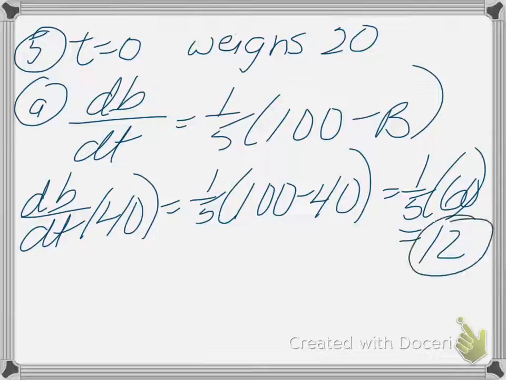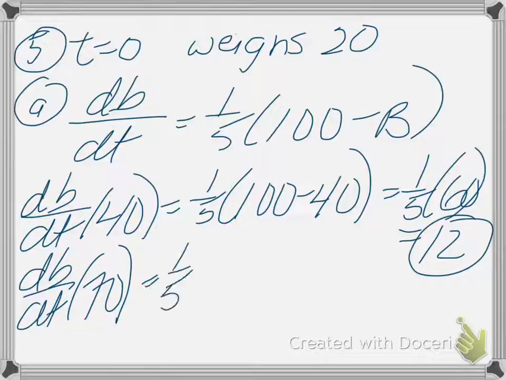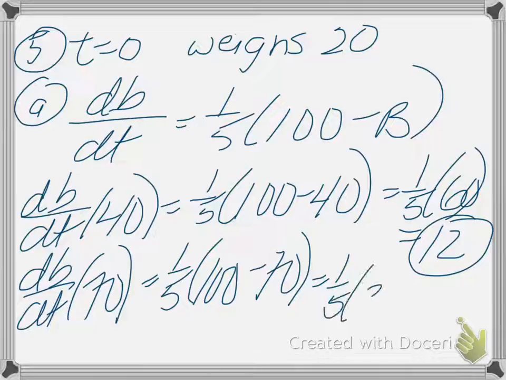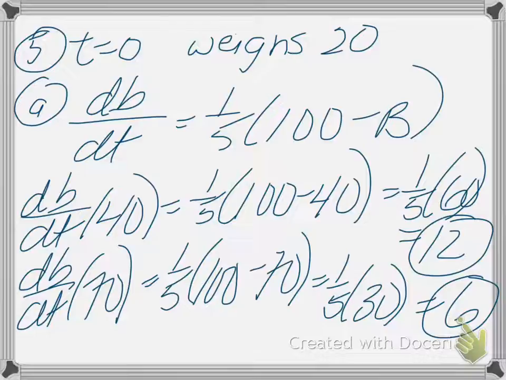And we get 12. So the rate at which the bird's weight is changing when it weighs 40 grams is 12. Okay, now we have to do it also when it weighs 70. So I'm going to put 70 in there. And we get 6. So obviously 12 is bigger than 6. So the question is saying, is the bird gaining weight faster when it weighs 40 grams or when it weighs 70 grams?